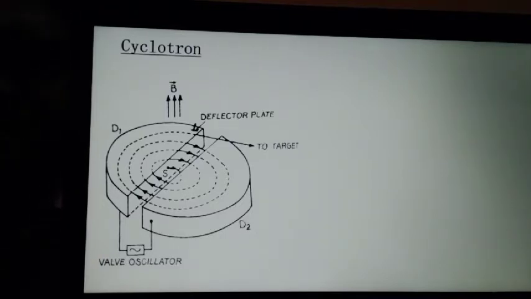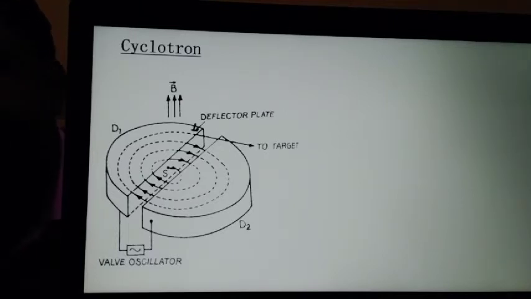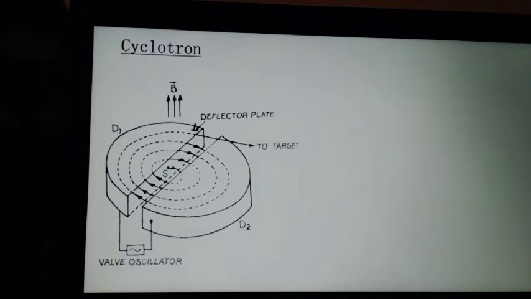and the basic principle, as you remember: as it moves in a magnetic field with a velocity in a perpendicular direction, it describes a semicircular path, and after each semicircular path the polarity of the D's changes, then again it gets accelerated, then it describes a larger radius in the opposite D's, and as the radius increases, velocity increases. So how does it happen? That equation I can show you now.